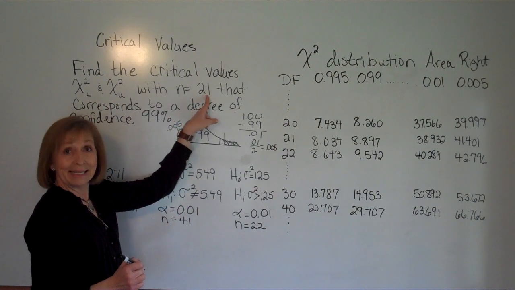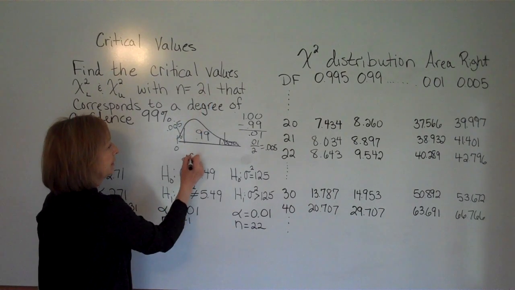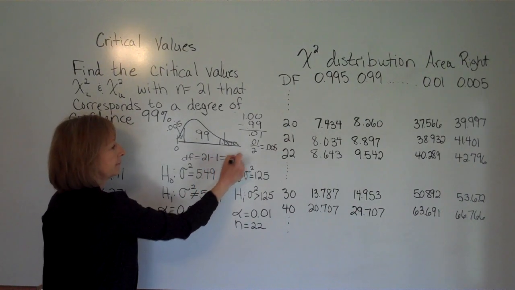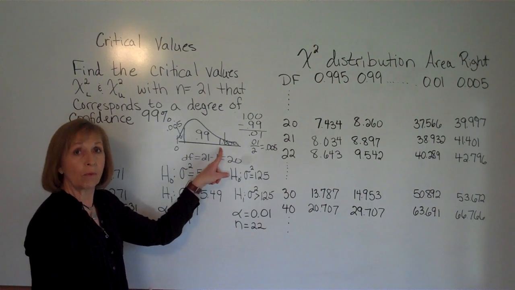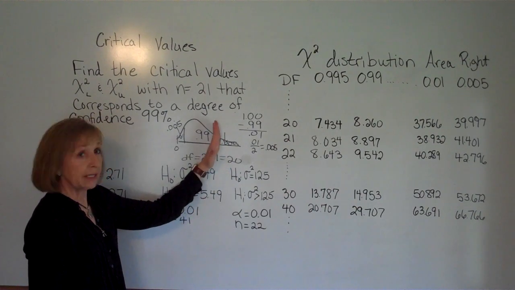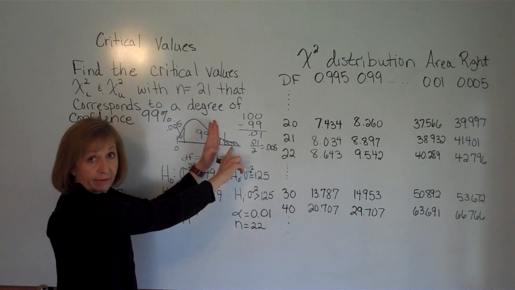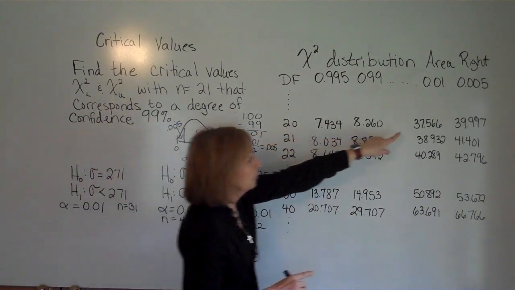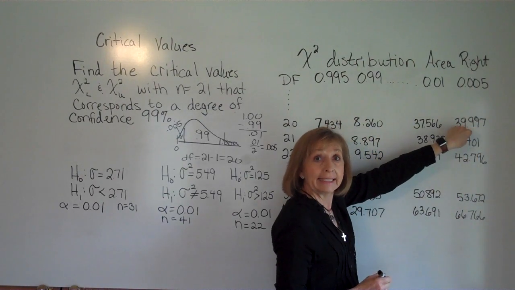Now, my n in this problem is 21, so my degrees of freedom is 21 minus 1, which is 20. So let's first look at the chi-squared sub upper, or right. Here's the cutoff. The area right of that is the 0.005. So we're going to look under the heading of 0.005 and across from 20. Across from 20, under 0.005, it's 39.997.